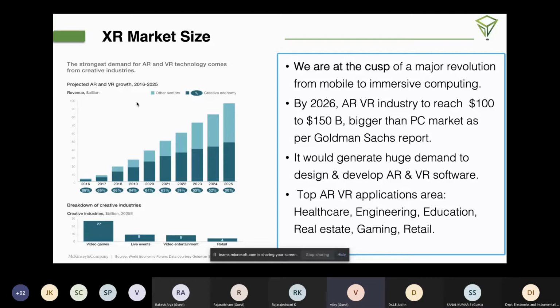IoT. IoT stands for Internet of Things. It's also being integrated with AI, right? And many of the software tools, or 50% of the software tools that are being used in the gaming industry, are repurposed or being used as such in the XR market.